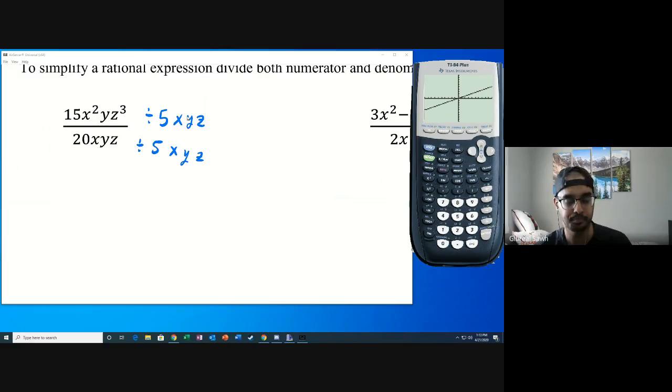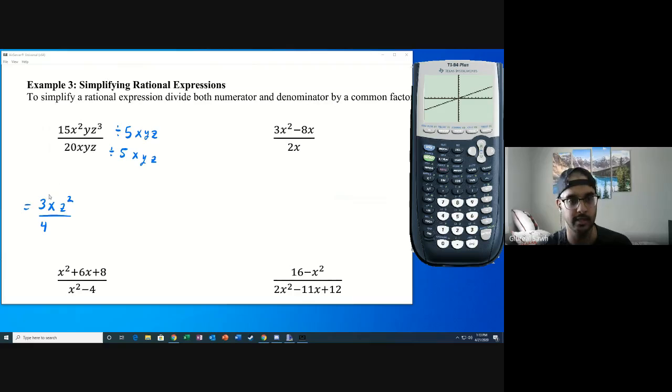And if I do the first one, numerator will give me 15 divided by 5 will be 3. X squared divided by x is x. Y divided by y is 1. So those two technically just cancel each other out. Z cubed divided by z will leave me with z squared. Denominators, 20 divided by 5 will give me 4. X divided by x cancels. Y divided by y cancels. Z divided by z cancels. We made it that way. There's nothing else I can reduce. So this is now an equivalent rational expression to the original, just simplified. Okay, nothing else I could do top and bottom.